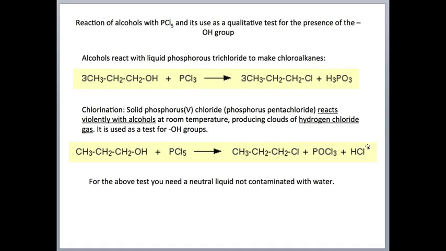The hydrogen chloride, we can test with damp litmus paper. However, for this reaction to happen, we need to make sure that it's neutral and that there is no water present, because otherwise the PCl5 will also react with water and we will have a mixture of products.